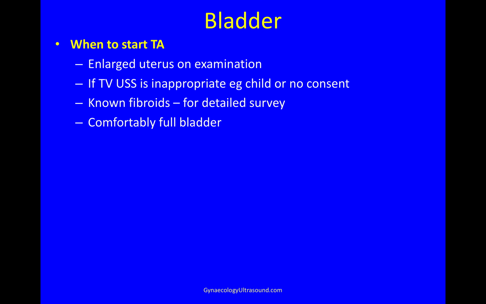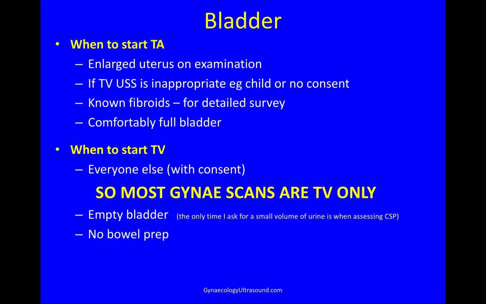You start the examination transabdominally if the uterus is enlarged on examination, or if a transvaginal scan is inappropriate, like a child, or if there is no consent, or if the patient has known fibroids, so you can do a detailed survey with a comfortably full bladder. But everyone else with consent, you would start transvaginally, so most gynae scans are transvaginal only.